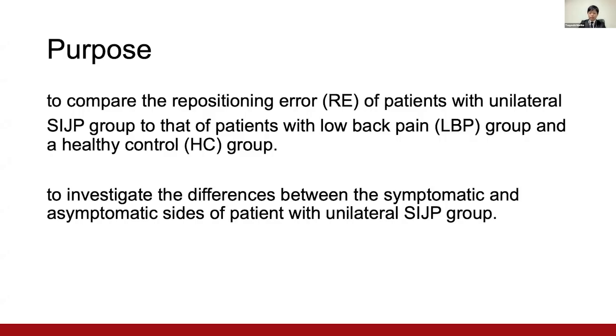The purpose of this study is to compare the repositioning error of patients with unilateral SIJP to that of patients with low back pain and healthy controls, and to investigate the difference between the symptomatic and asymptomatic sides of patients in the SIJP group.